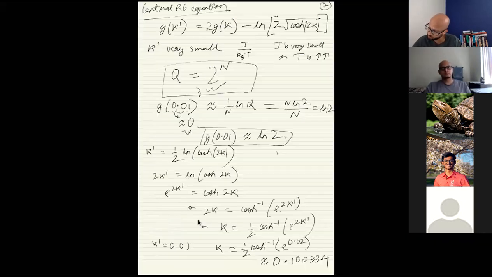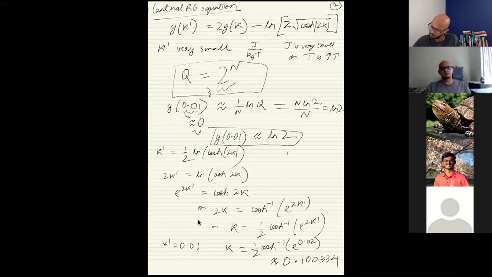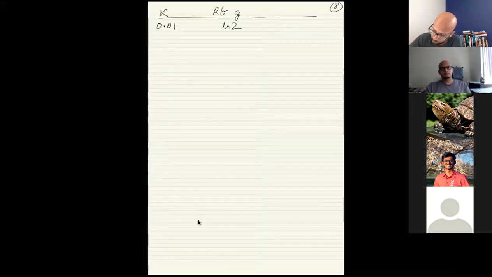Now we can put this k in this equation and calculate another k from this, right? The other k value comes out to be something larger. It is 0.10034. So we are going in the opposite direction.